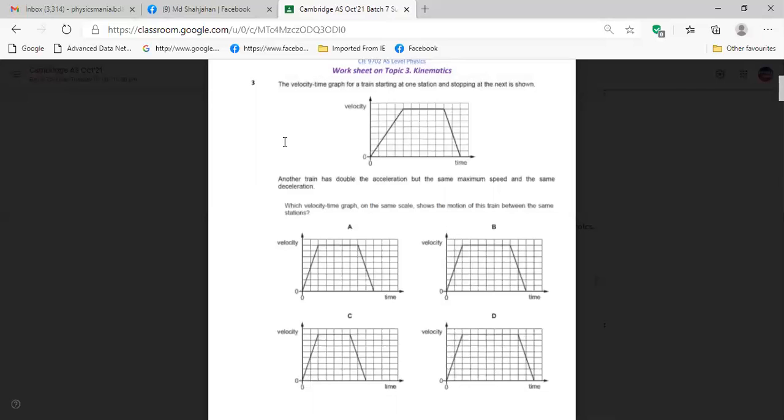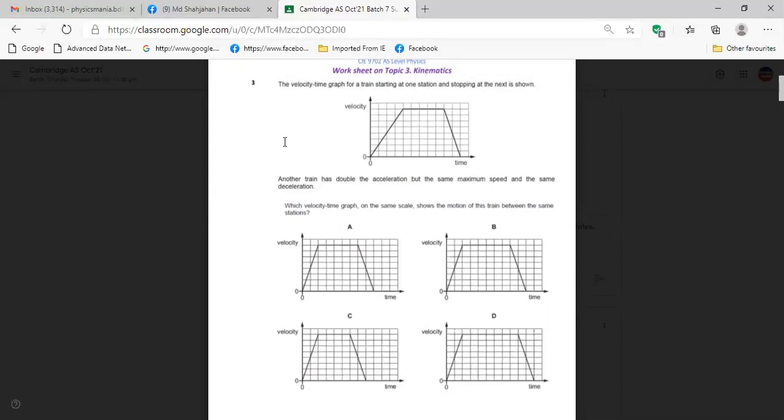Double the acceleration, right? They said another train has double the acceleration. So you use this clue in the diagram, but the same maximum speed. The maximum speed will be the same, but the acceleration will be double, and the deceleration is the same.